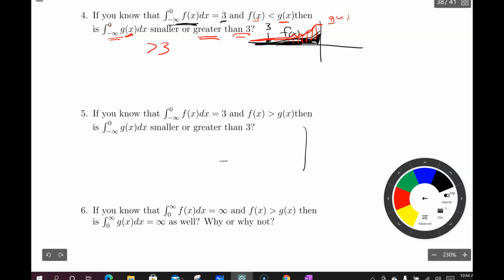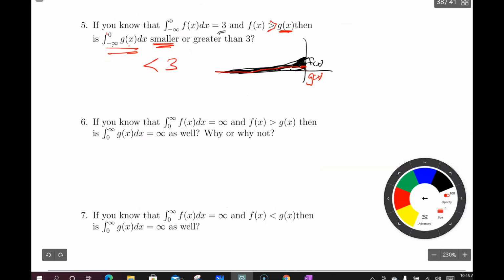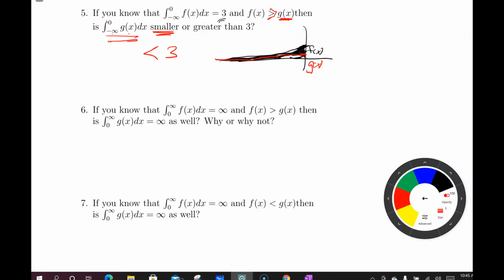All right, so now same deal. I've got this f of x, negative infinity to 0. There's my f of x, so this area here adds to 3. Now I've got this g of x function that is smaller than f. So g is down here, smaller. So now what do I know about the area under the curve between negative infinity and 0? It's going to be smaller than 3. Okay, so I'm wanting you to compare. If that's that and this is smaller, I want you to start getting that logic in your head.